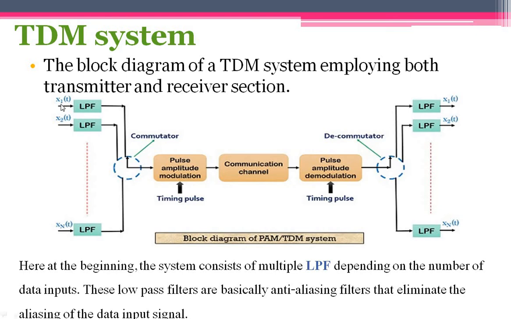So the input data should not be aliased. To remove that aliasing effect, we use the low pass filters, which eliminate the aliasing of your data input signals, meaning the overlapping of your data. That overlapping will destroy some of the data. That's the reason we use the anti-aliasing filter. Correct? I hope you are clear with this part. So these low pass filters are basically anti-aliasing filters that eliminate the aliasing of data at the input signals.